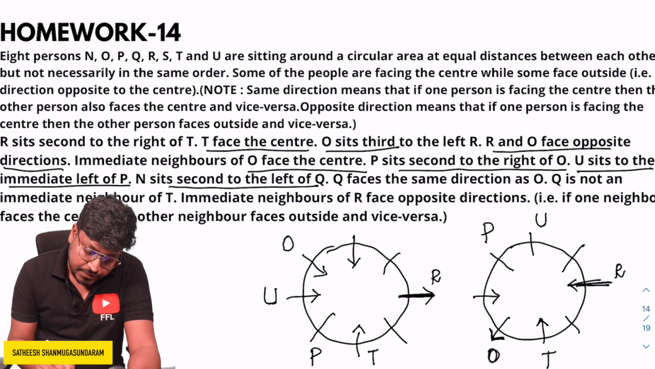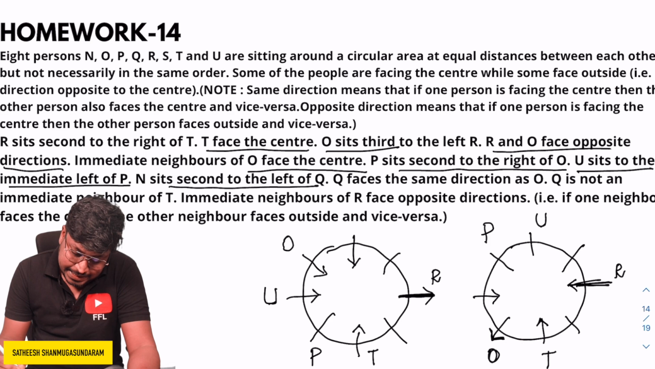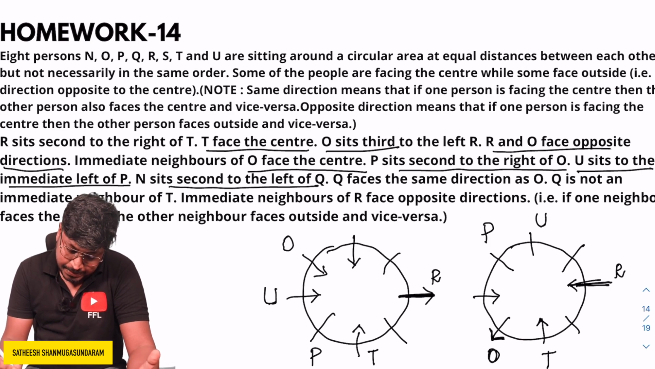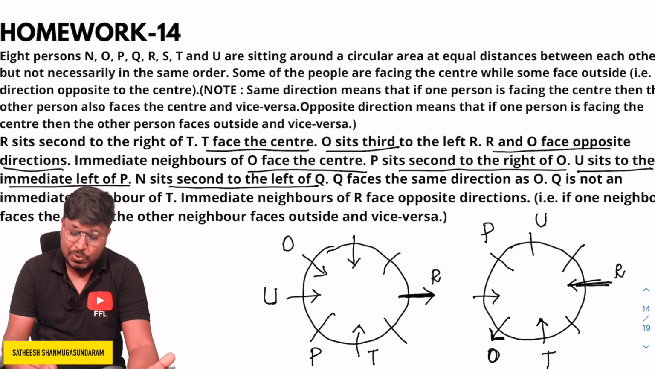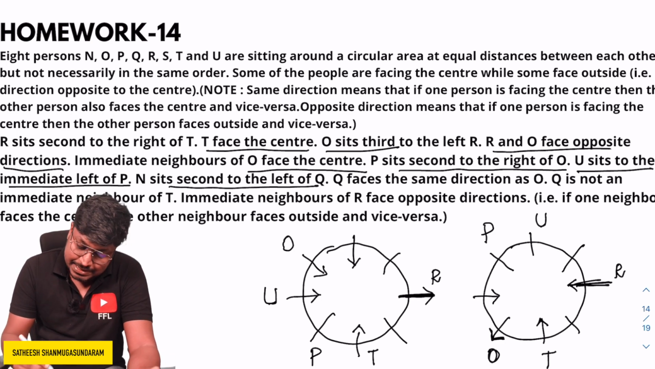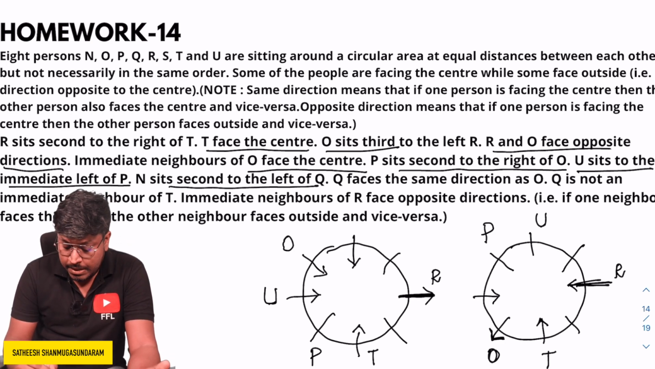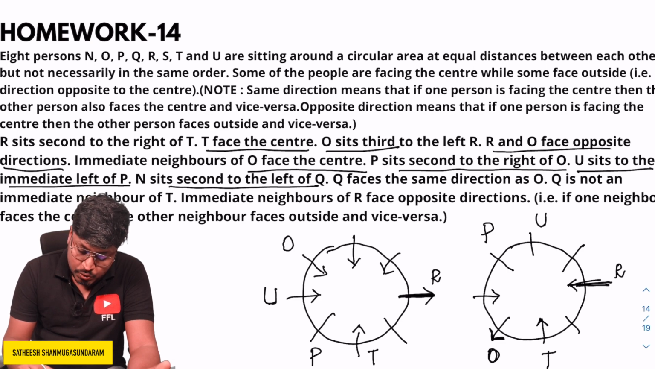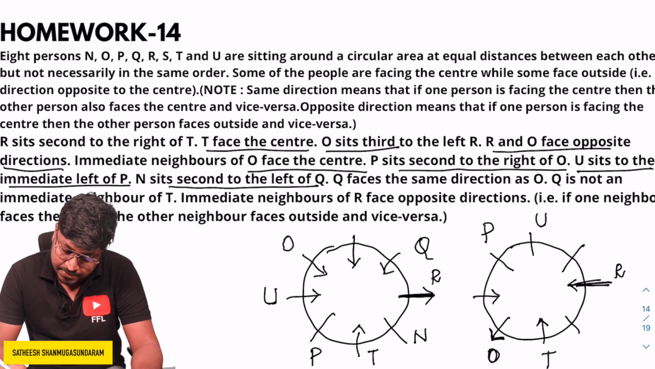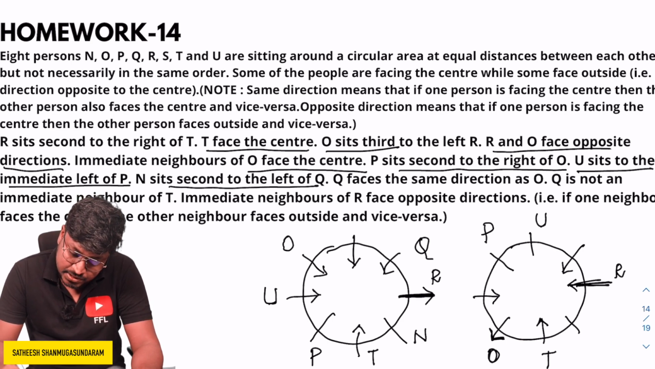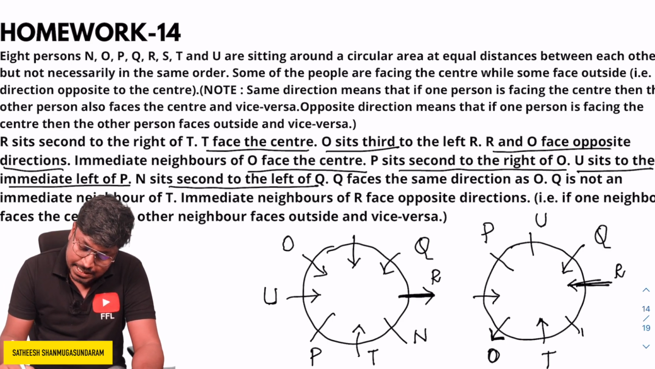N sits second to the left of Q. So Q's left hand side, second place is N. We have only three places remaining, right? We can't fix Q here. The only chance is that Q's left hand side second place is N, so definitely I should fix Q here. Q's left hand side will be this side. So Q, N. And when we move on to this possible diagram, we should fix Q here, so that Q's left hand side second place is N, right?